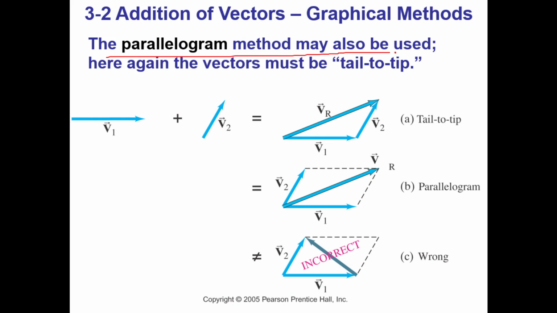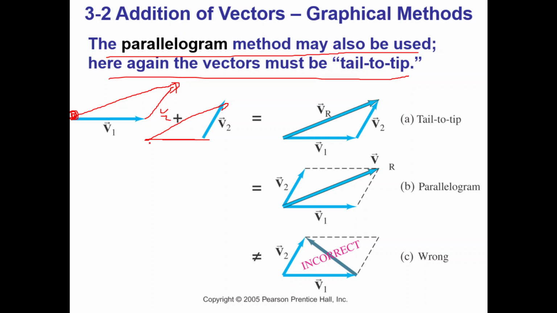The parallelogram method may also be used. Here again the vectors must be tail to tip. Let's use V1 and V2. Don't forget this one, because we learned it in linear algebra. What we do here is go from 0, the origin, and we come close to that.